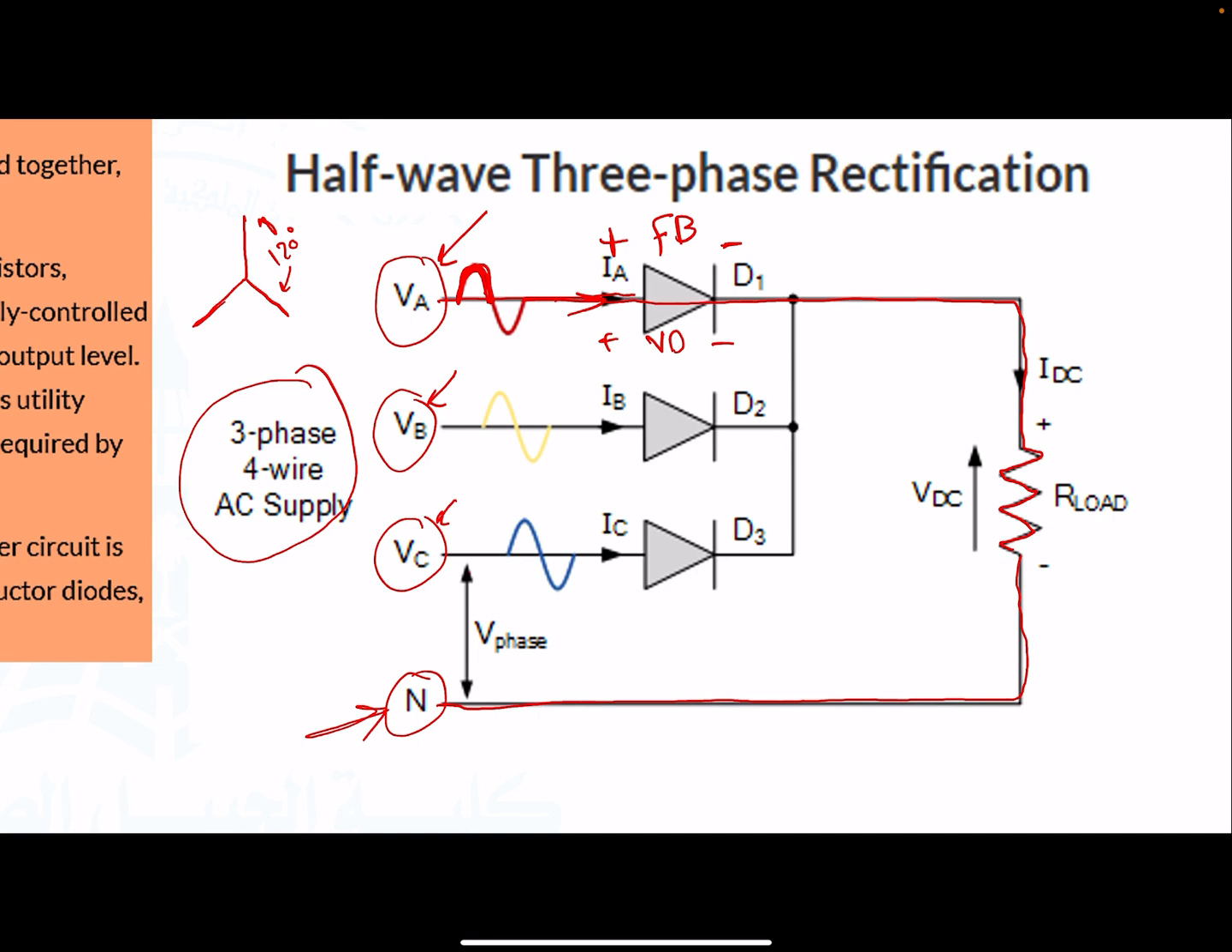This is called V phase. Why V phase? Because we are taking the phase with the neutral. When I say V line, shabab, then I mean it is line to line, between phase A and phase C, or phase B and phase A, and so on. Okay, so when I say V line, I mean between two lines. When I say V phase, I mean between the phase and the neutral. Okay, now this is for phase A.